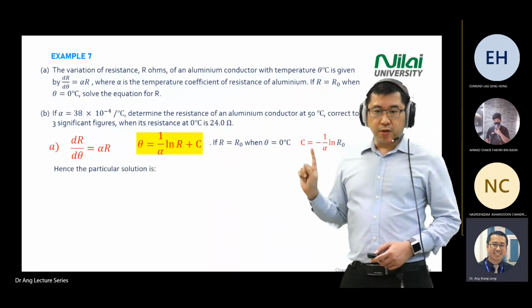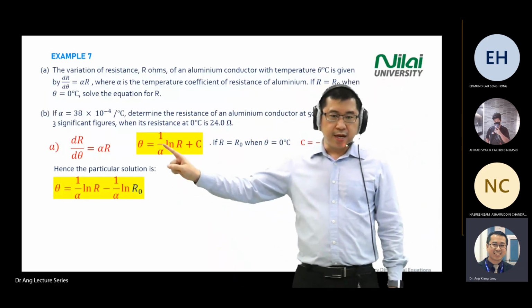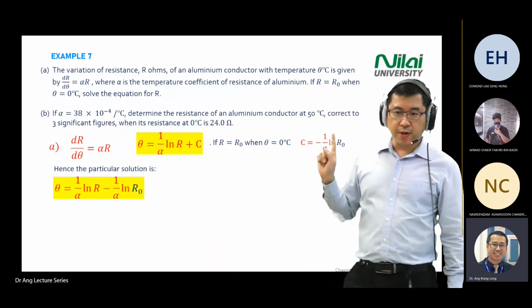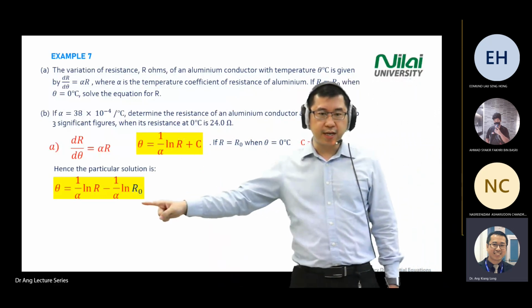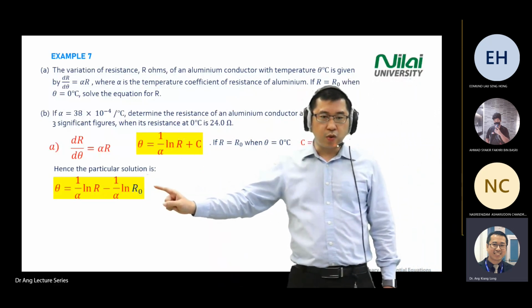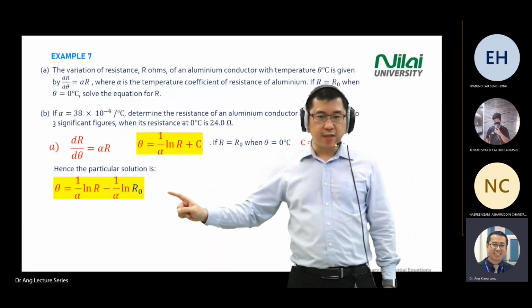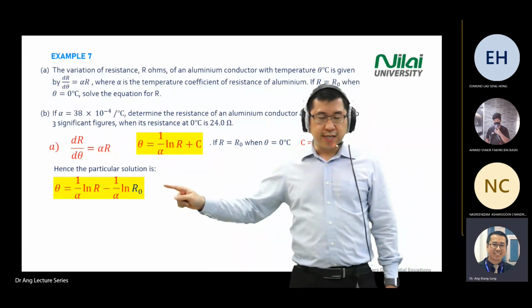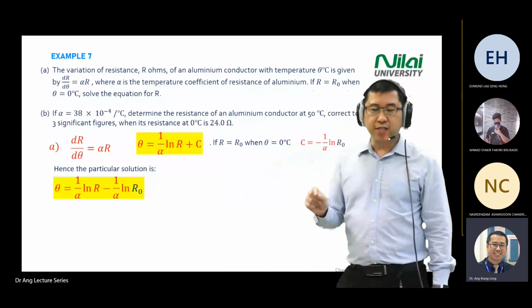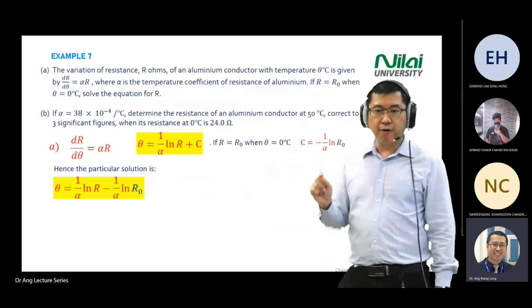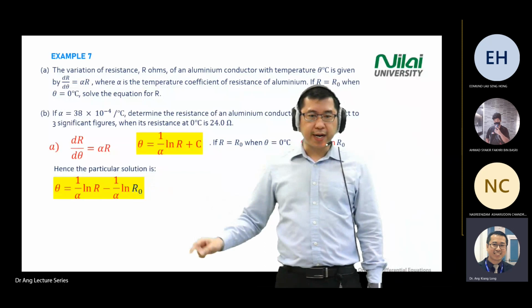So when you have the C, what you do, you substitute it back here and rewrite the equation. Because your C here is negative 1 over alpha ln R0, you rewrite this one inside here, you get a negative here. So theta equals 1 over alpha ln R minus 1 over alpha ln R0. In an exam or test, if you give this answer, I will still give you correct. If the question asks you to give it in simplified form, you have to continue solving your ln in the bracket.